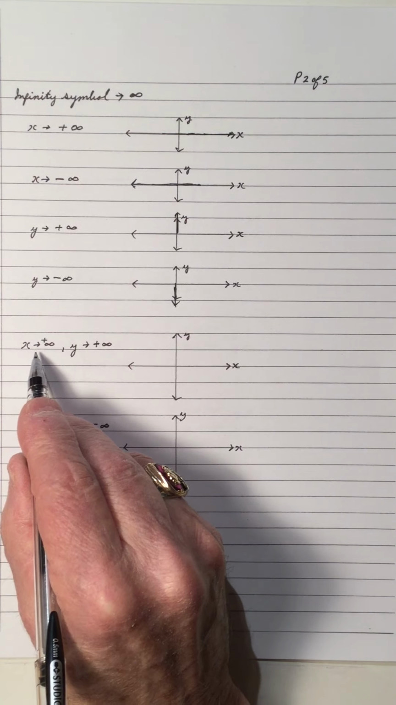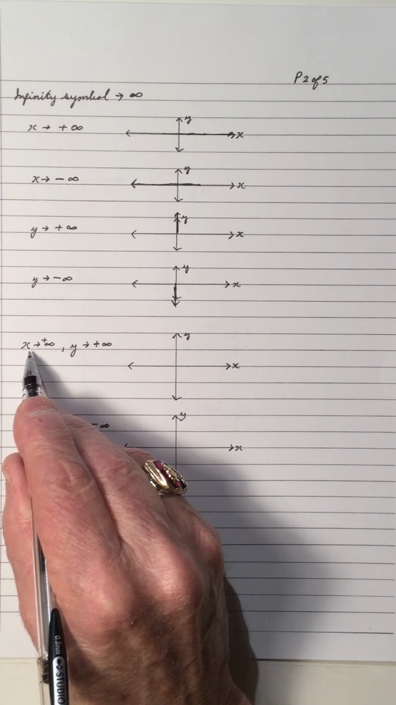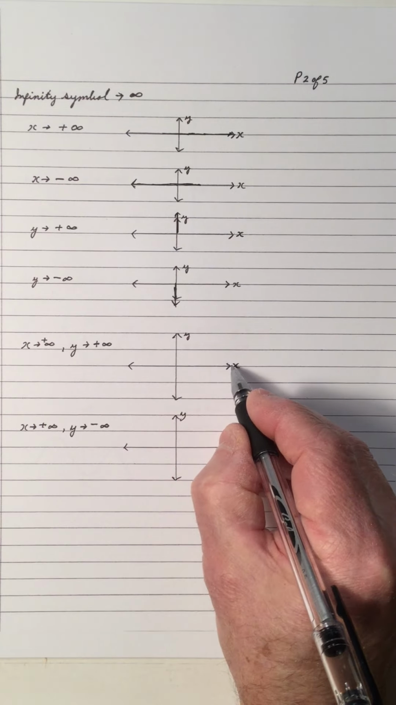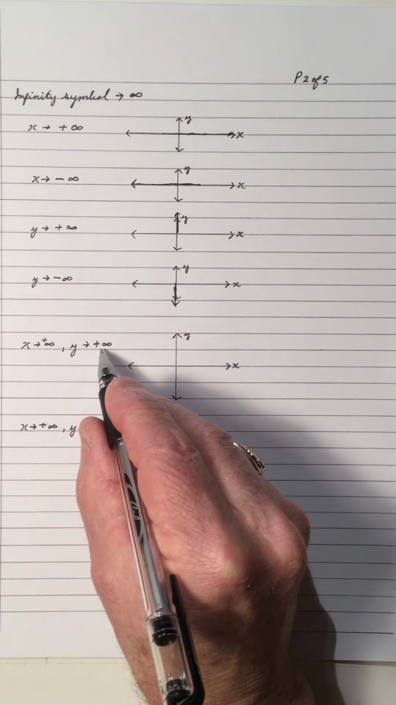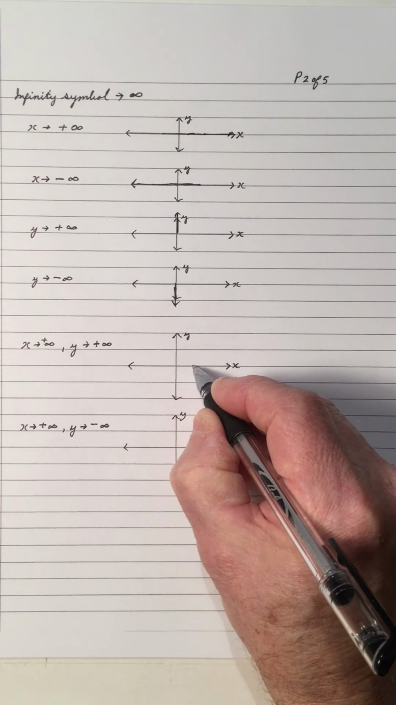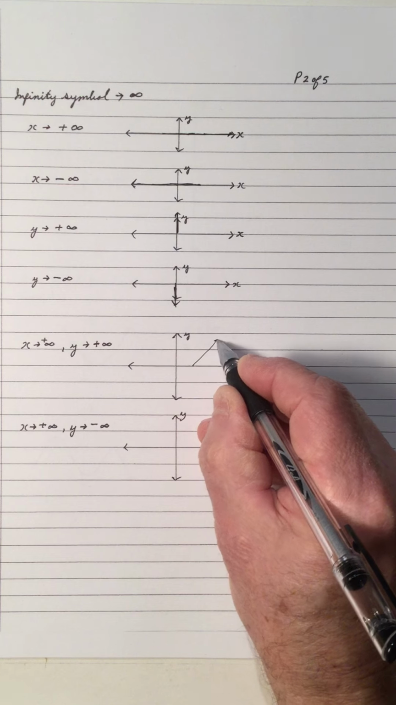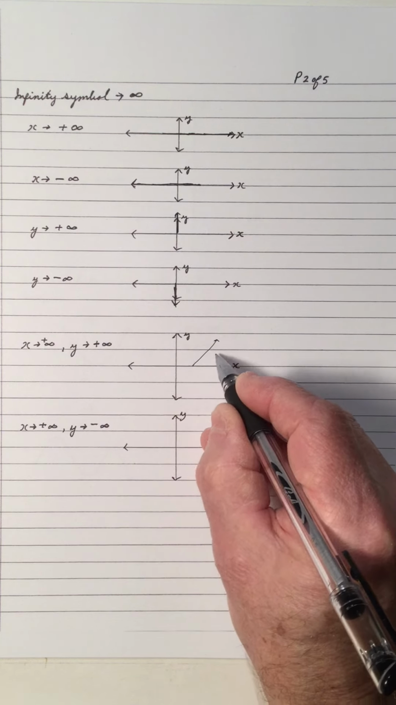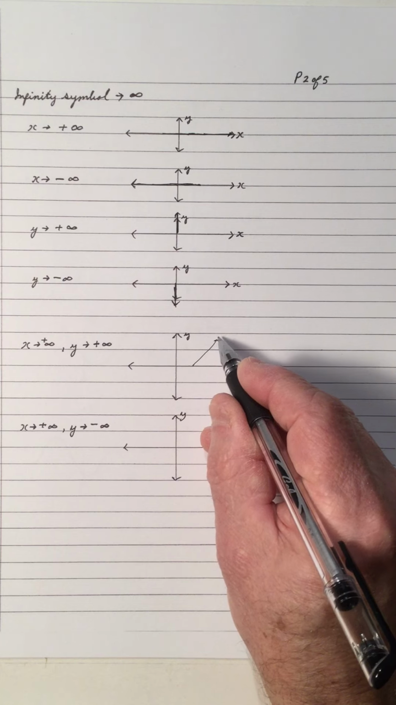What about if we have a polynomial that has the x values going to positive infinity, which means this way, and the y values are going to positive infinity? So that means we have a graph that's doing this. It's going up. So the x values are going to the right, positive, and the y values are going up.